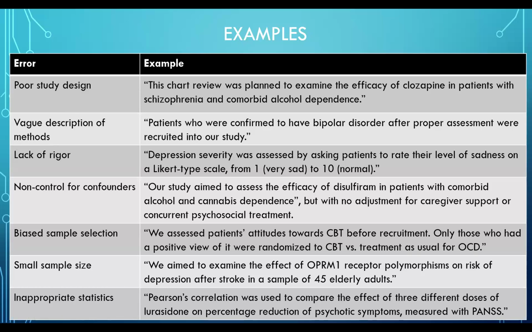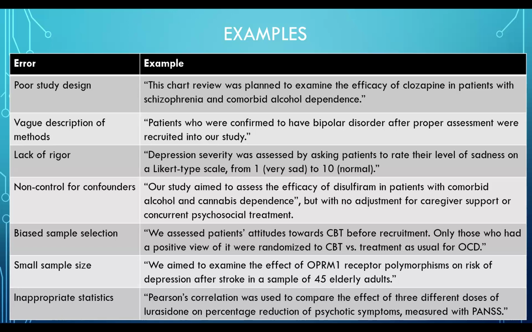Vague description of methods. If you write a sentence like, patients who were confirmed to have bipolar disorder after proper assessment were recruited, it will be sent back to you. Whereas if you write, patients who were diagnosed with bipolar disorder as per ICD-11 criteria, based on 2 interviews with a psychiatrist or based on a SCID or whatever, that's better.